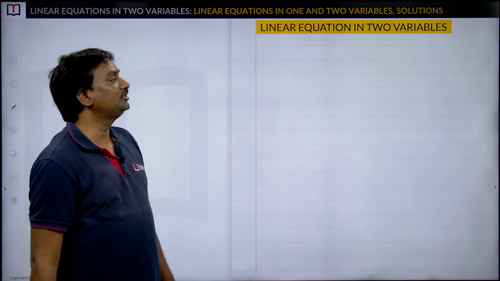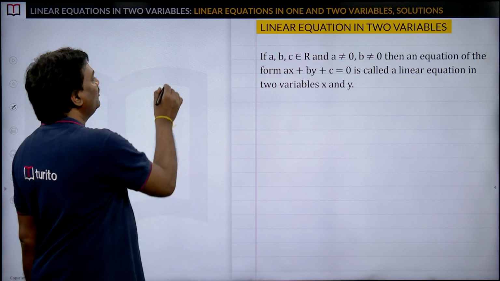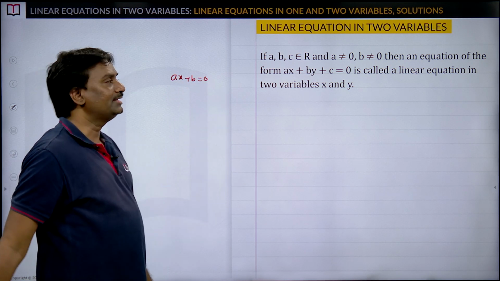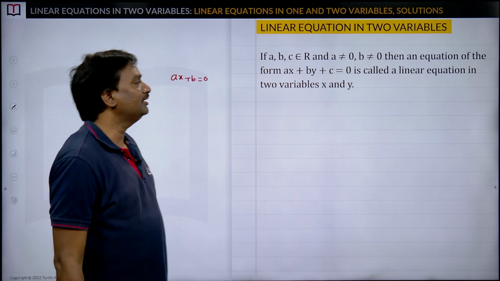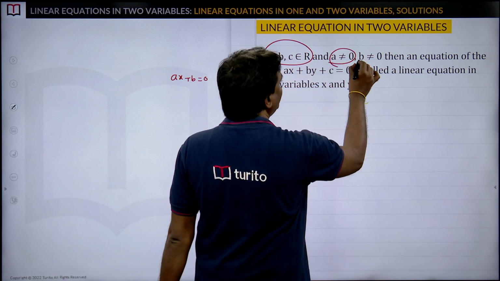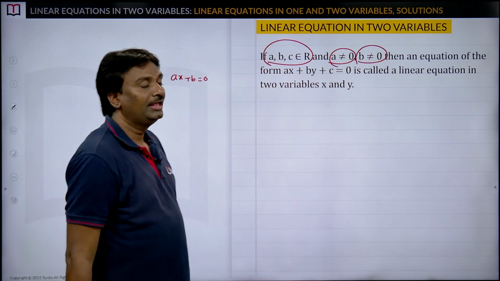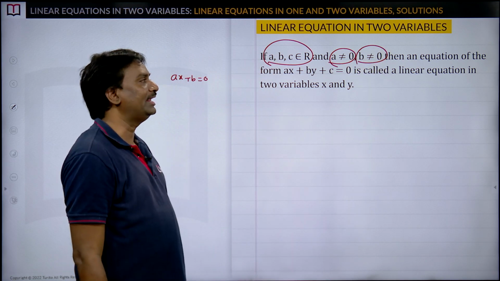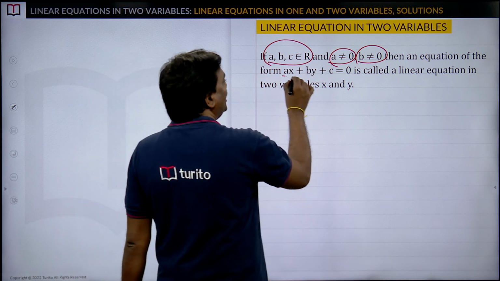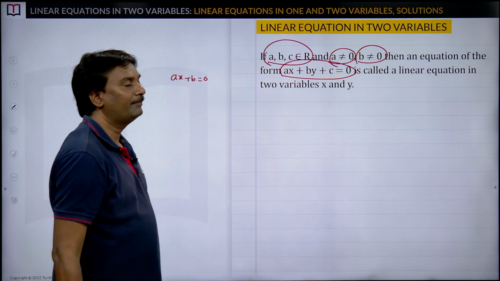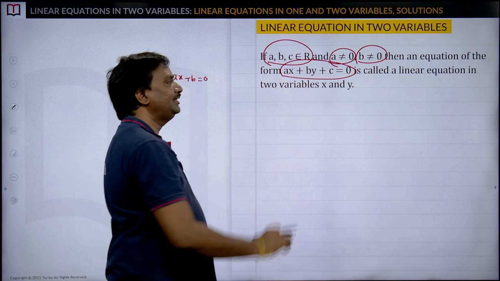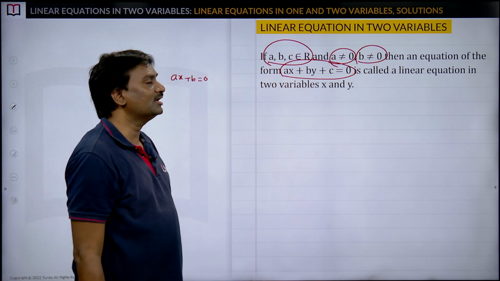Now, linear equations in two variables. Linear equation in one variable means ax plus b equal to 0. Just like that, we can define linear equation in two variables. If a, b, c are real numbers and a not equal to 0, b not equal to 0, that is, a and b are non-zero real numbers, then an equation of the form ax plus by plus c equal to 0 has two variables, x and y. a, b, c are the constants.